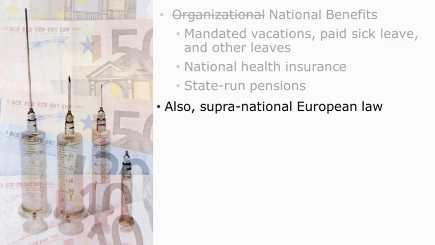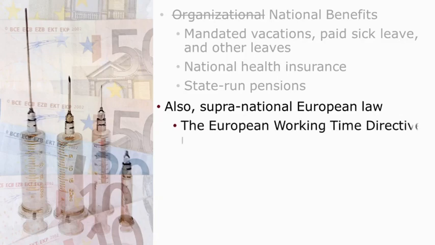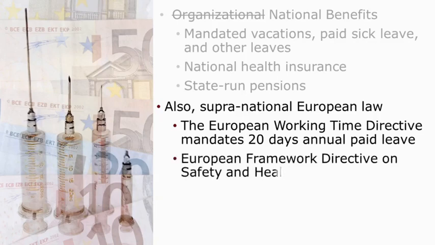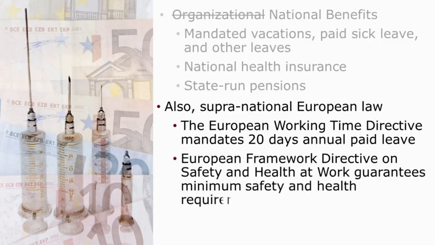In the European Union, there's also the additional fact above national level policies that there can be supranational policies at the European Union level. So for example, the European Working Time Directive mandates 20 days of annual paid leave. Now, as we saw on an earlier slide, Sweden requires 25, so countries are able to do more than this, but this provides a floor across the entire European Union. There's also a framework directive on safety and health at work, which provides for minimum safety and health requirements across all of the European Union countries.